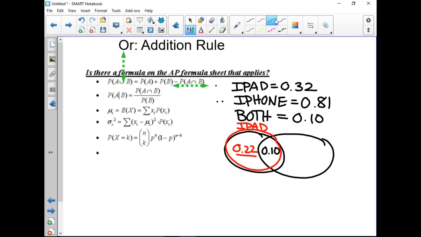Because that's the iPad. And then here's the iPhone. This whole circle needs to equal everyone who owns the iPhone. Well, I already have 10% there, so that's going to be 0.71. So if I added up everyone who had an iPad, that's the red circle, plus everyone who had an iPhone, that's the green circle, I just double counted the both, and that's where this subtraction comes from.